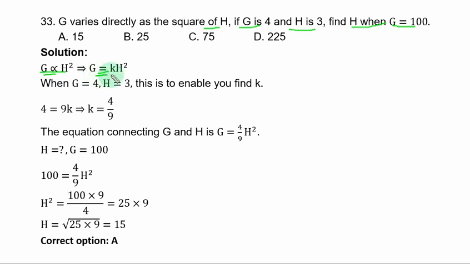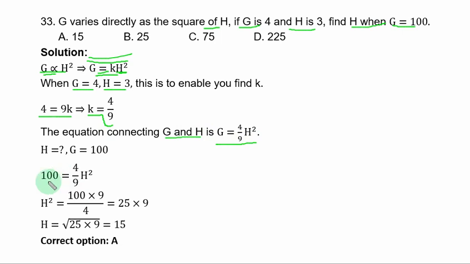So we are to get k. That is why you have it that g is equal to 4, h equal to 3. If you replace g and h with what they stand for in this place, you have 4 equal to 9k. That is 3 squared now is 9, and k is 4 over 9. In order to find h when g is 100, you need to establish the equation or formula connecting g and h, and that formula is simply replacing k by 4 over 9 in this form.